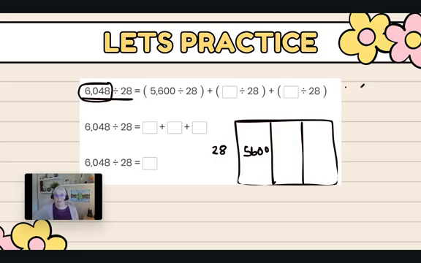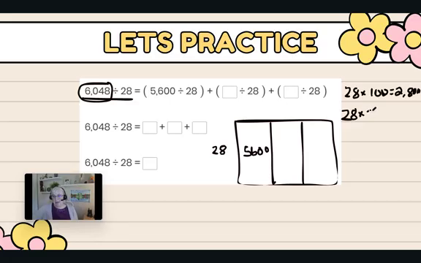And I'm going to do it over on the side. So 28 times 100 equals 2,800, or 2,800, some people will say. All right, let's keep going. We're close, but I think we can get closer.